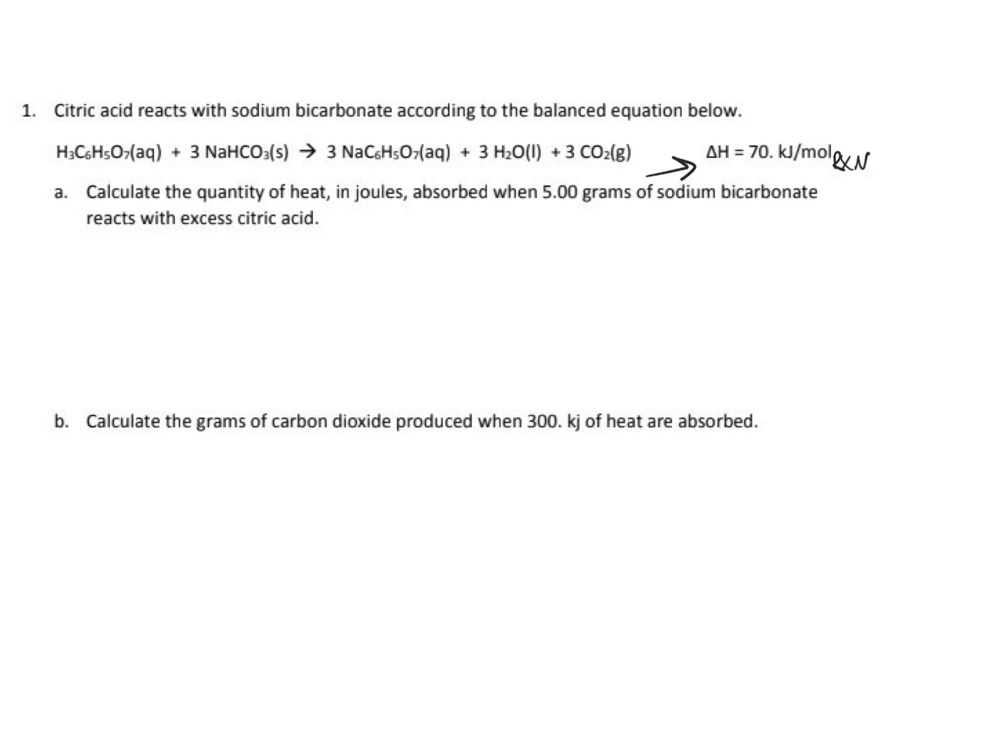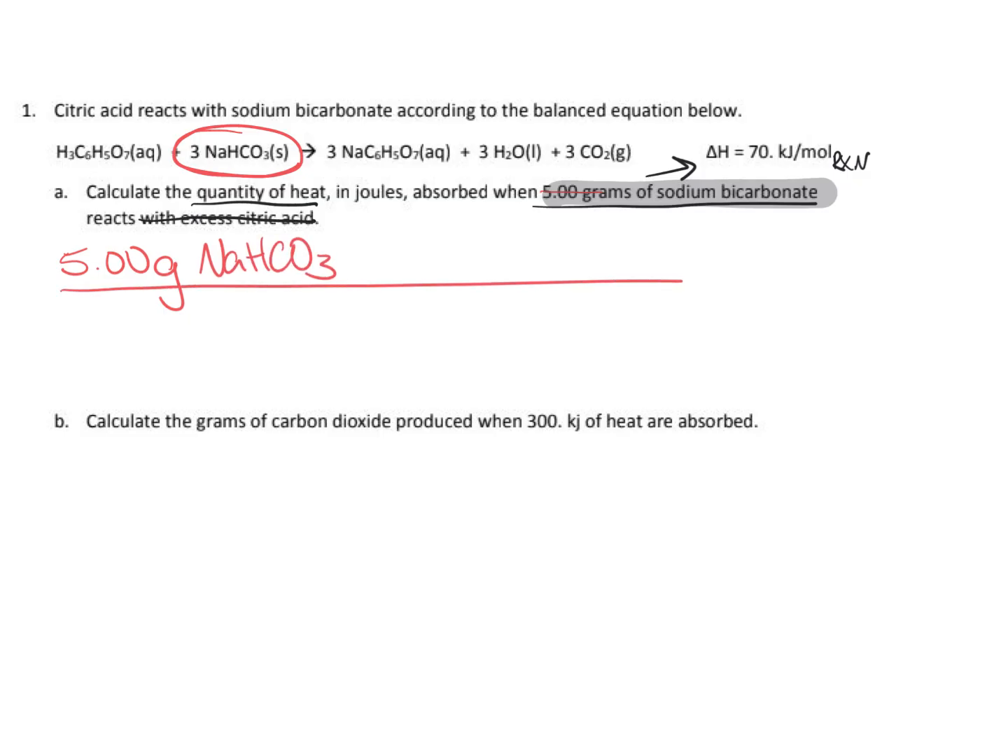All right, so we want to calculate the quantity of heat when we have 5 grams of sodium bicarbonate that reacts with excess. The excess is just something we don't need to worry about, so we are focusing on sodium bicarbonate, which is this thing. So we are going to start with our measurement, which is our 5 grams of NaHCO3, and that's going to be the start of our stoichiometry. Before you even start thinking about conversions, the unit grams is at the top. It's going to automatically go to the bottom.